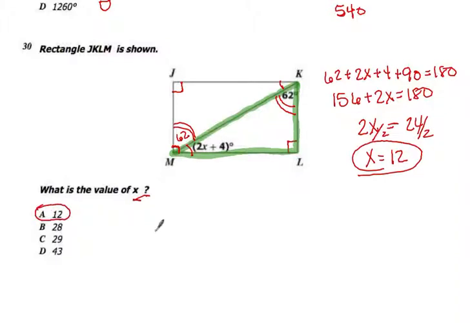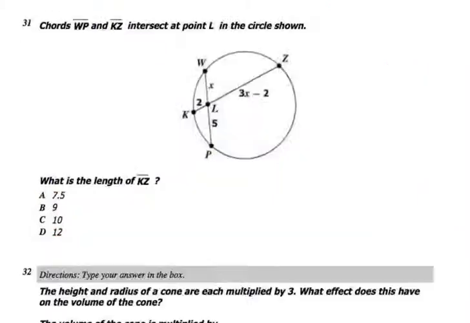All right. Number 31. We're almost done. We're in the home stretch. All right, so we have 2 chords inside of a circle. When you have 2 chords inside of a circle and you're looking at the segments, it's going to be part times part equals part times part.